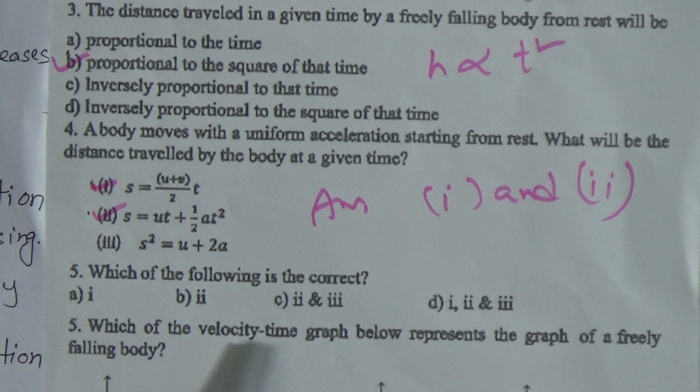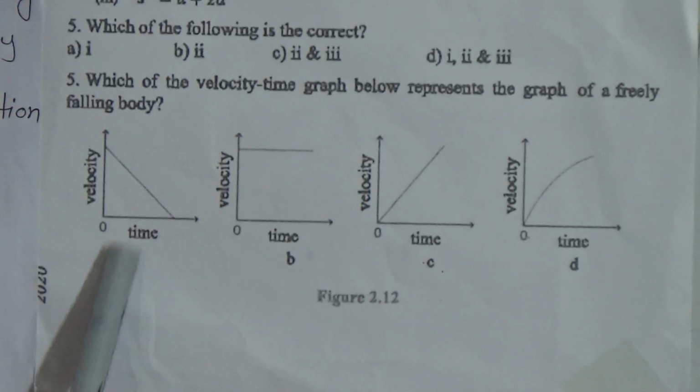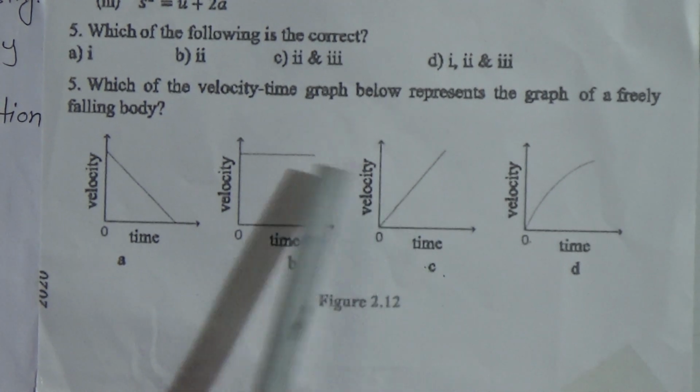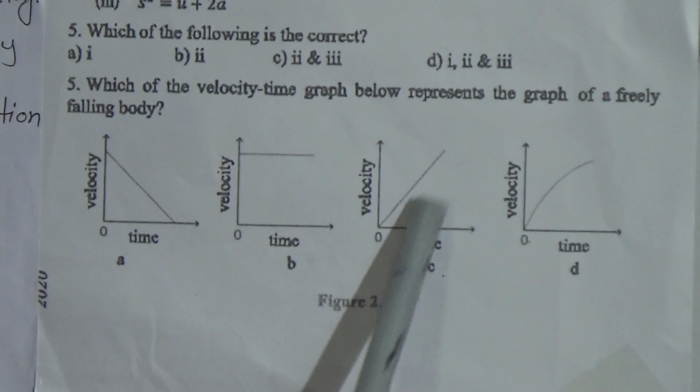Number 5, which of the velocity time graphs below represents the graph of a freely falling body? Here are given velocity time graphs. In graph A, the velocity is decreasing with time, and here the velocity is increasing. In the graph here, the velocity is not increasing, the velocity is the same. And in graph C, velocity is increasing with time.